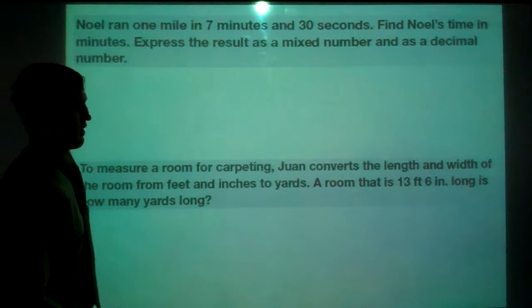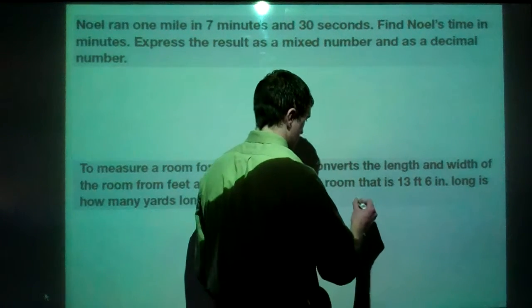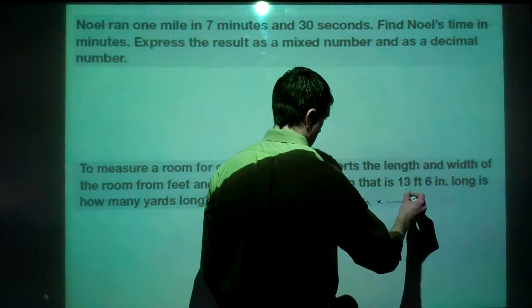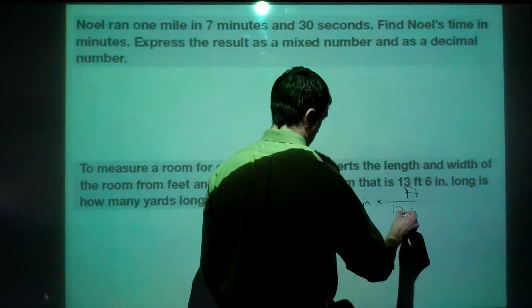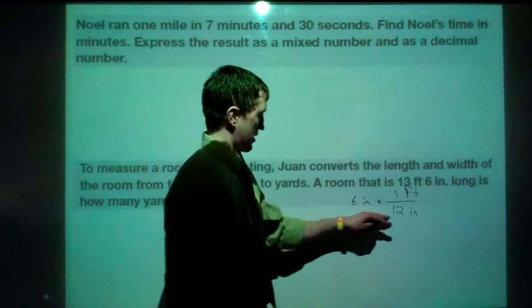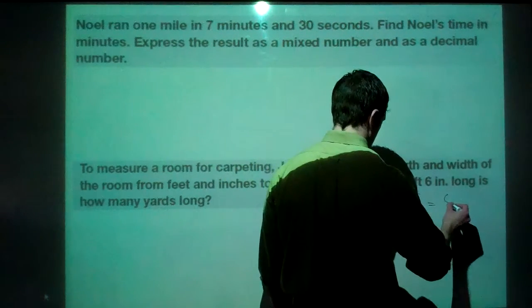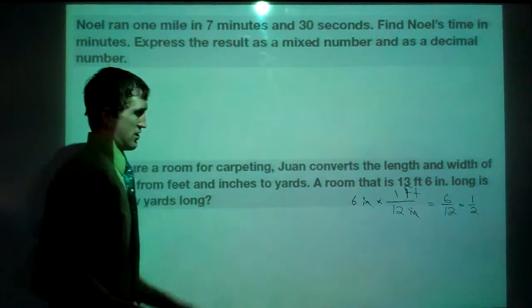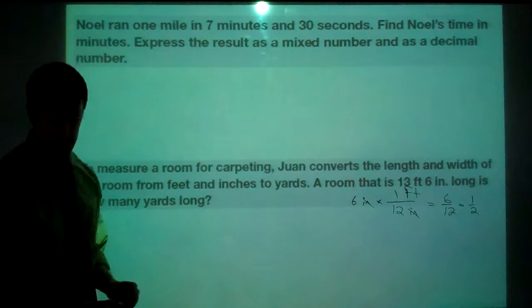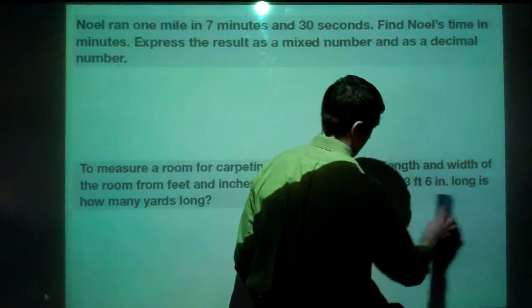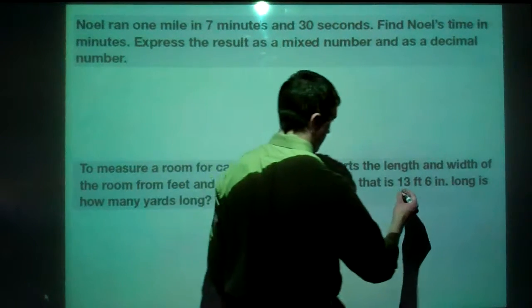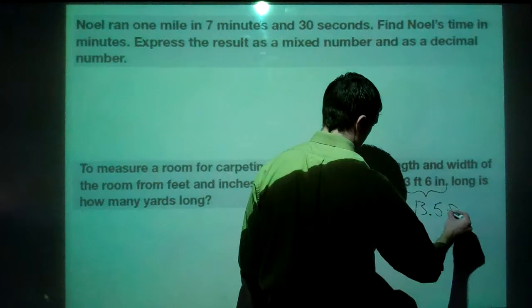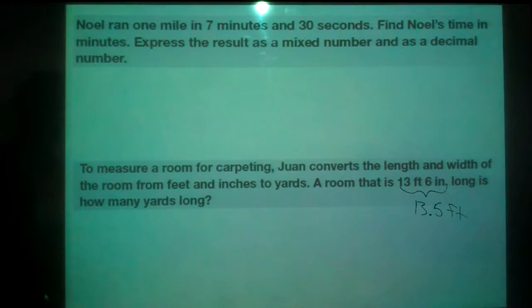So we'll do feet. So 13 feet and 6 inches. Let's get it into feet. 6 inches, we need to get that into feet. So there are 12 inches in 1 foot. So we're going to get 6 over 12 feet, which equals 1/2 if you reduce. So 6 inches is half of a foot. So what we really have there is 13.5 feet. And now what we need to do is get that into yards.